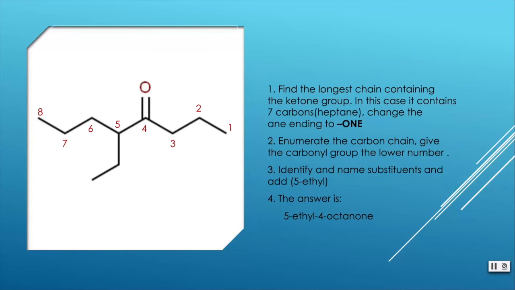1. Find the longest chain containing the ketone group. In this case, it contains 7 carbons, or a heptane. Change the -ane ending to -one. 2. Enumerate the carbon chain, giving the carbonyl group the lowest number. 3. Identify and name the substituents and add, in this case, 5-acyl. In this case, the answer is 5-acyl-4-octanone.